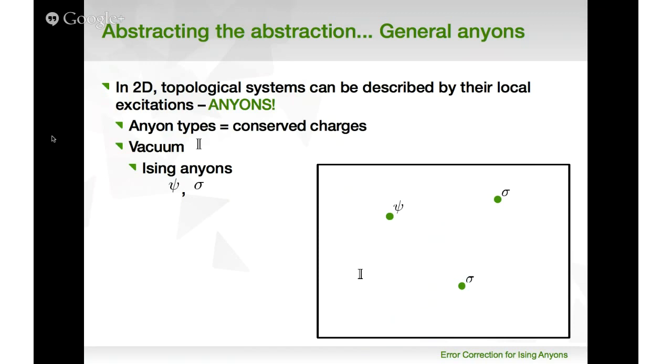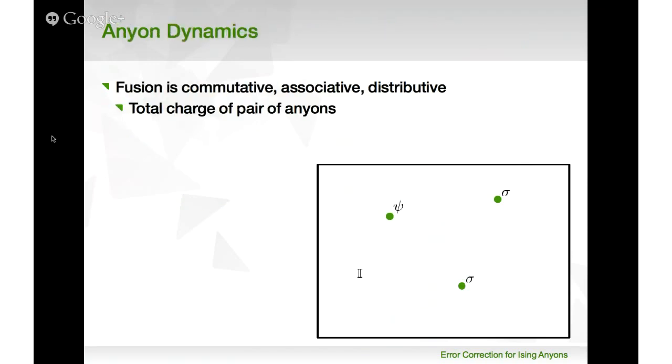And in the context of Ising anyons, we have two additional particles. We have psi and sigma, which I'll describe the properties of in a bit. And in analogy with what I described for the toric code, we have two processes of interest. We have fusion, or pair creation. These are time reversals of each other. And we have braiding. So first of all, what's fusion?